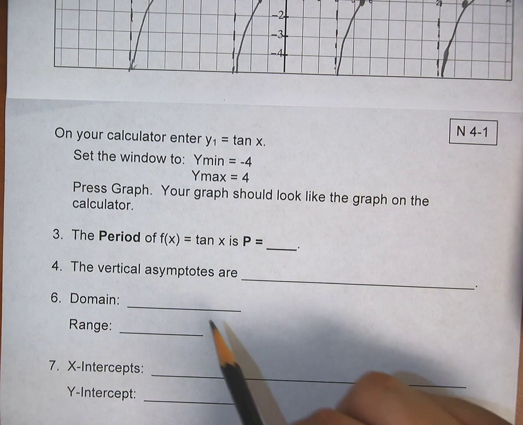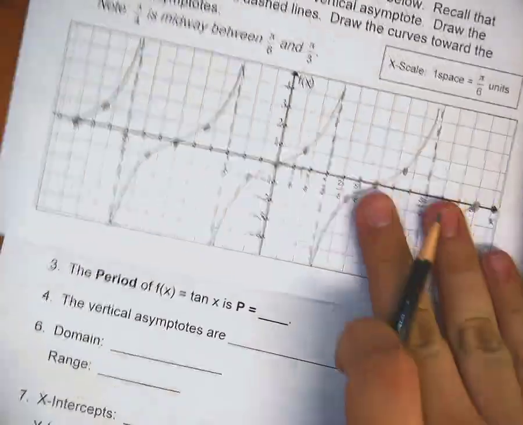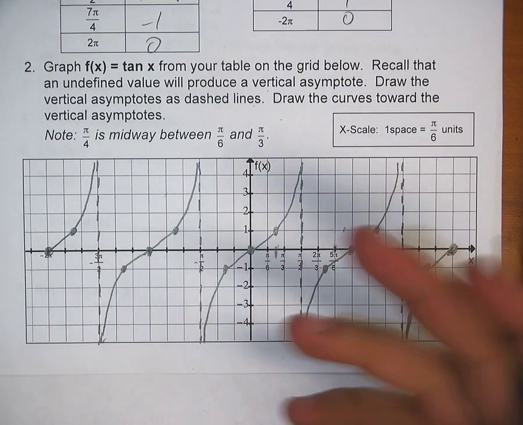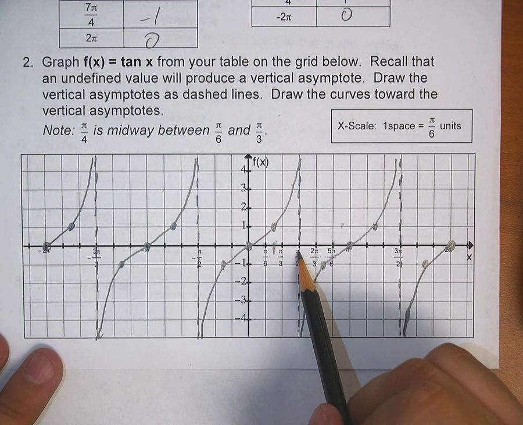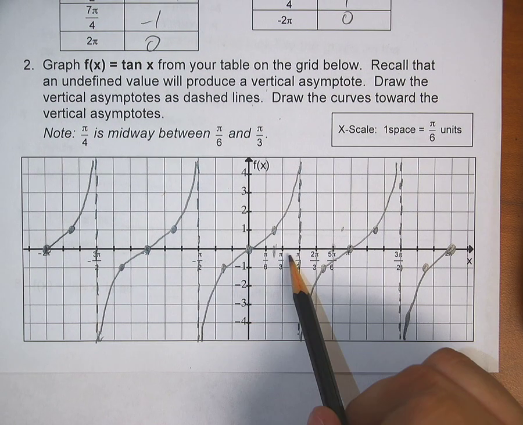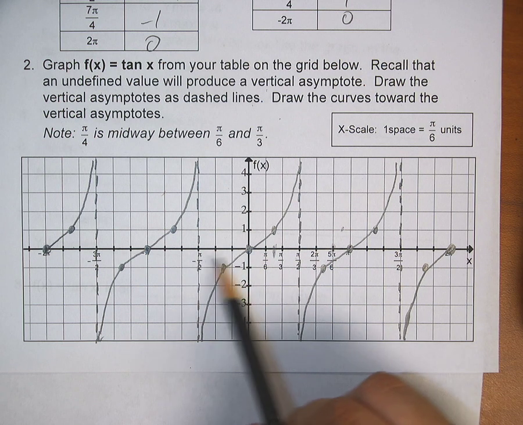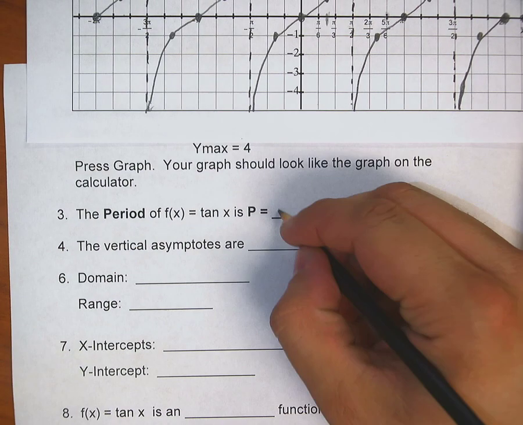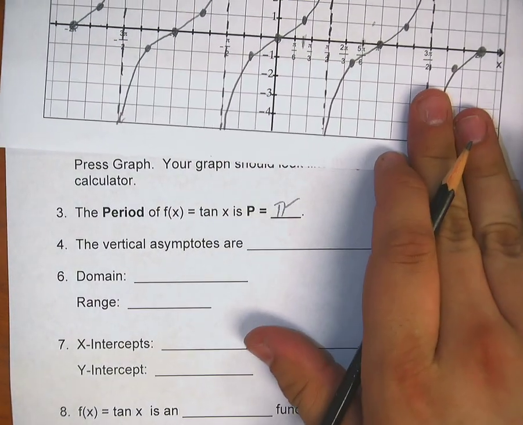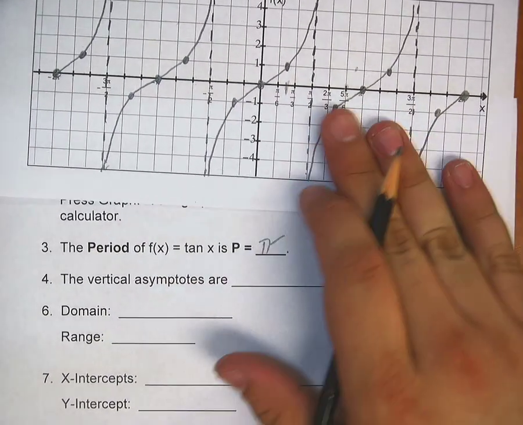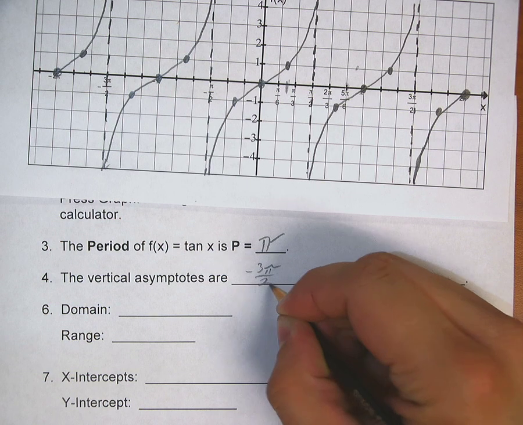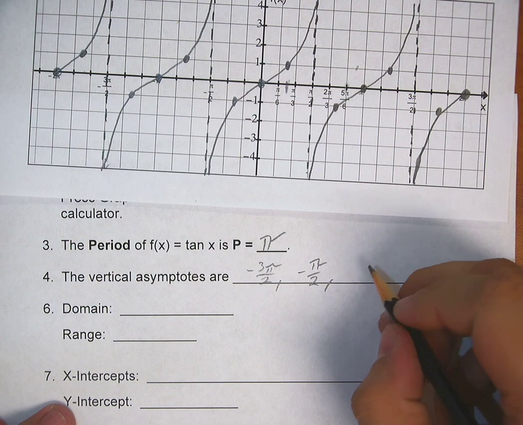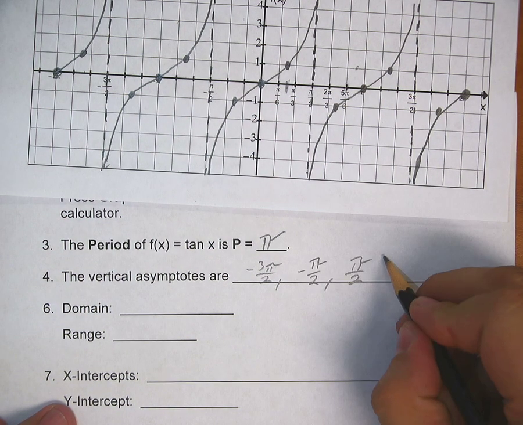The period is how long it takes to complete one cycle. So if you look right here, this is one full cycle between asymptote and asymptote. So from -pi/2 to pi/2, well that's 1 pi, right? Or each of these spaces is pi/6, so that's 1, 2, 3, 4, 5, 6 pi/6. So the period is pi. The vertical asymptotes on this graph specifically happen at -3 pi/2, -pi/2, pi/2, and 3 pi/2. And you know they go on forever, but this is just for this graph specifically.